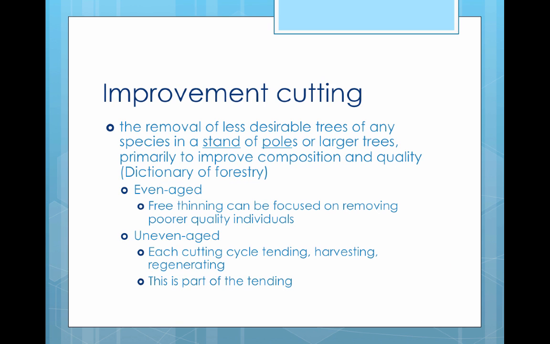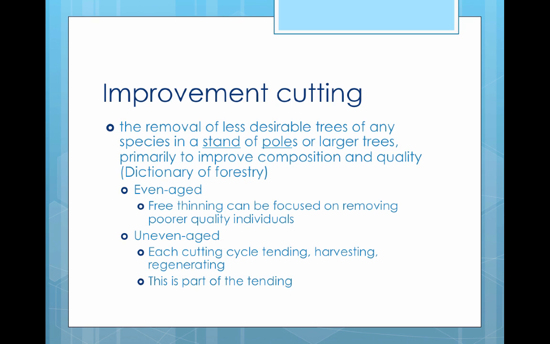So improvement cutting is the removal of less desirable trees of any species in a stand of poles or larger trees. So a little older stand than our release treatments, primarily to improve composition and quality. Some examples: in an even-aged stand, this could include free thinning with the focus on removing poorer quality individuals. In an uneven-aged stand, this should happen each cutting cycle.